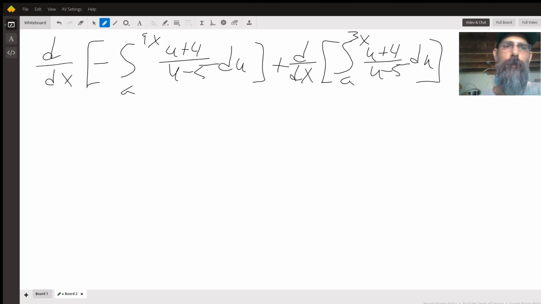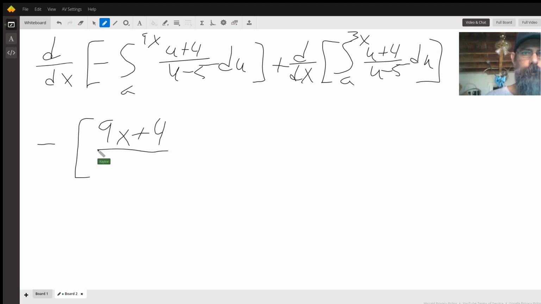Now we can use the fundamental theorem of calculus, which basically says the derivative of an integral where the upper endpoint is a function of x is just going to be the integrand with the function in place of the variable. And then since we're taking the derivative, there's a chain rule element. So this first one actually turns into negative, and then we're going to have (9x + 4)/(9x - 5) times the derivative of 9x, which is just 9.